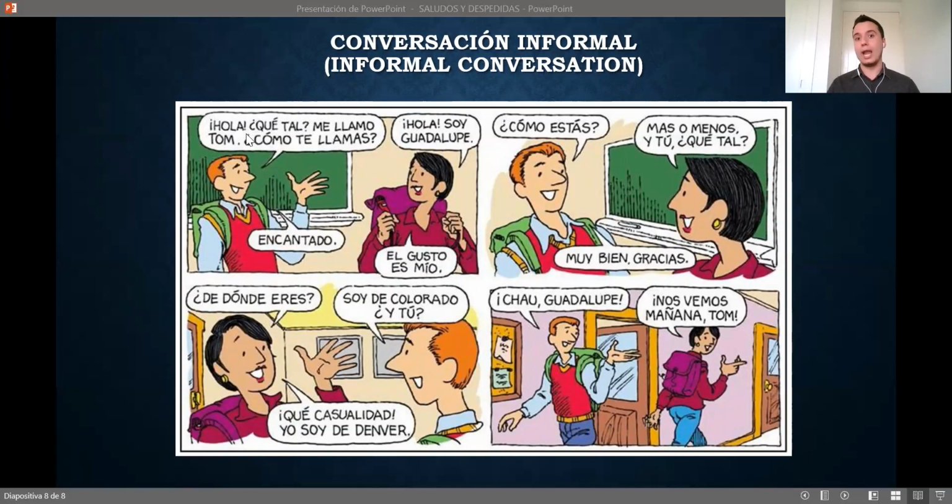As we can see, they are using very informal expressions to say hello, like hola, ¿cómo estás? Or ¿cómo estás tú? Y tú, to reply to the question. And also in the farewells, they're using chao and nos vemos mañana, which are also very informal farewells.